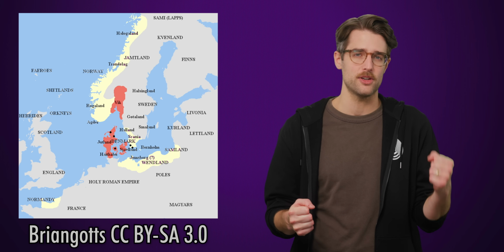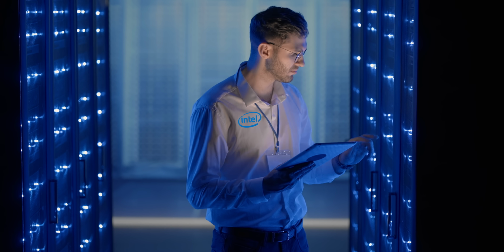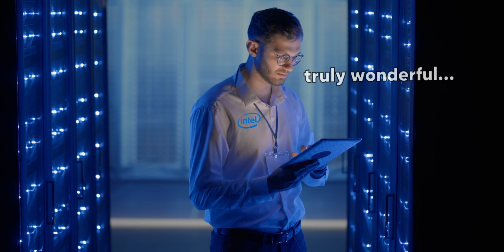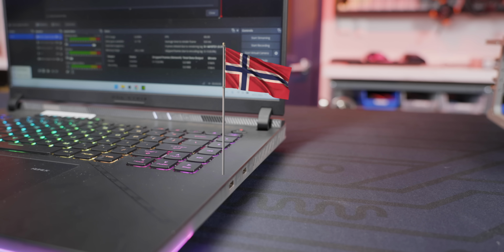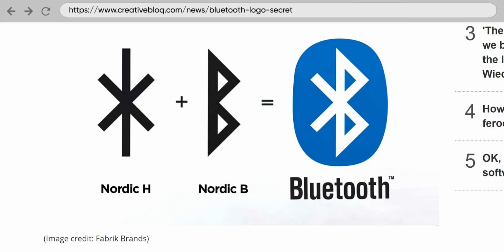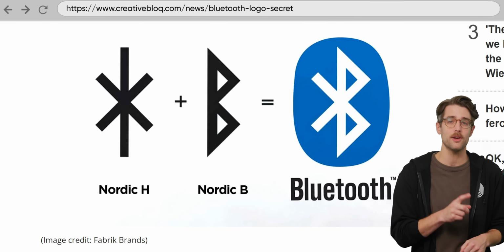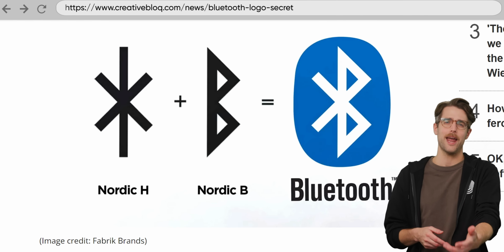King Harold became famous for uniting Denmark and Norway, and once an Intel engineer who had been working on the new wireless standard learned this fun fact, he thought it would be a good name, as the goal was to unite wireless devices just as Harold united parts of Scandinavia. Makes perfect sense, I guess. Anyway, the logo is actually a combination of a couple of Nordic runes, one for H and one for B, to honor Harold Bluetooth, who I'm sure would be very proud.